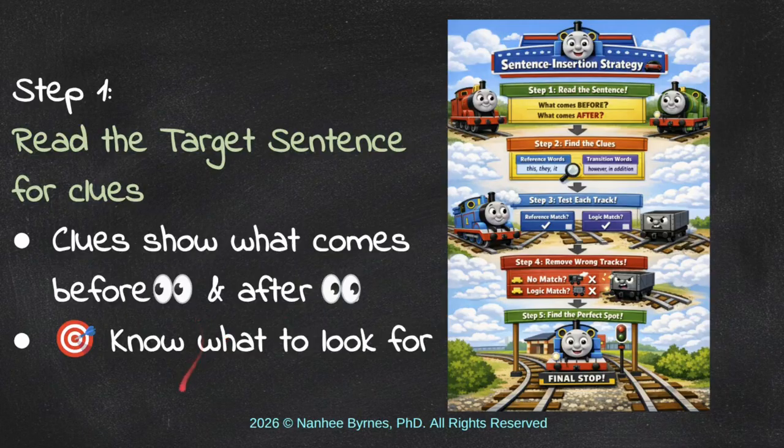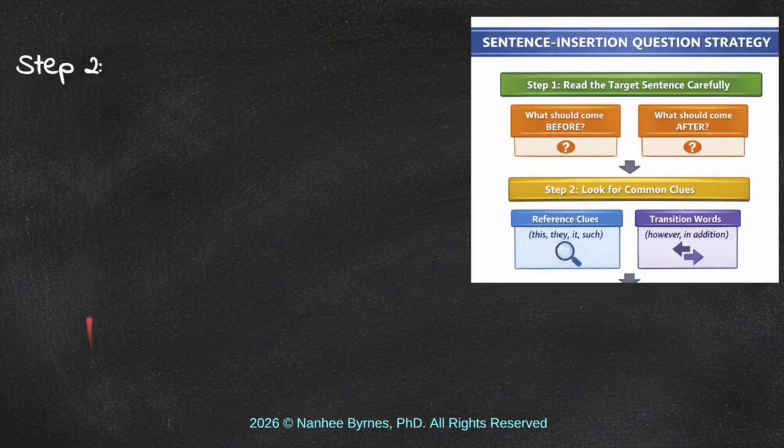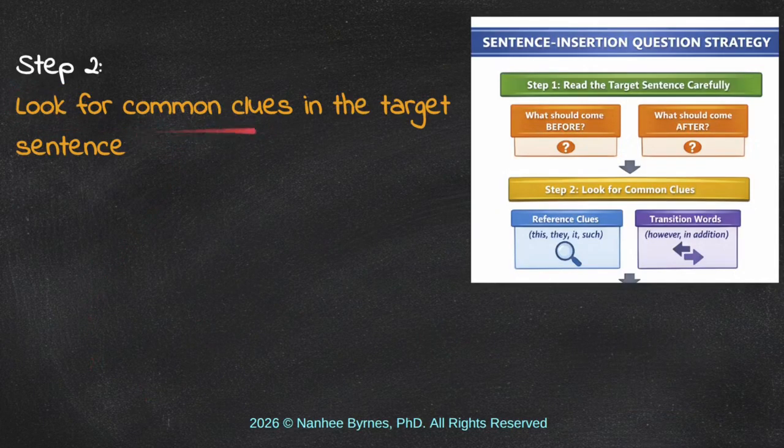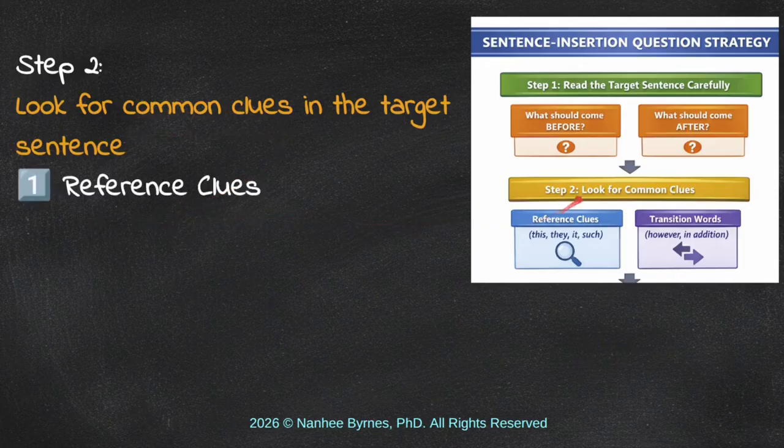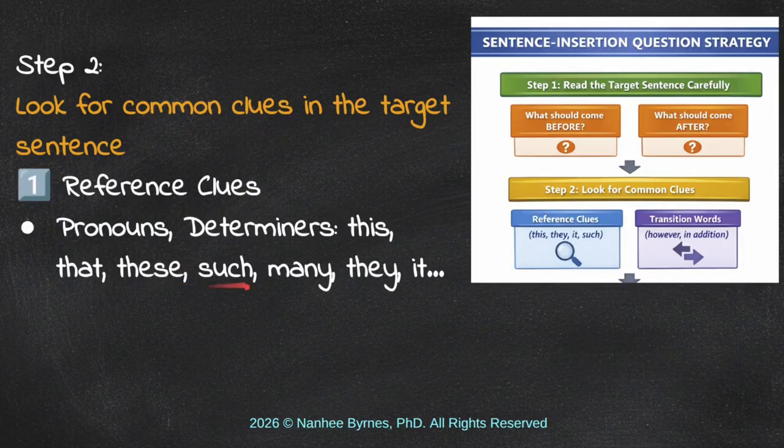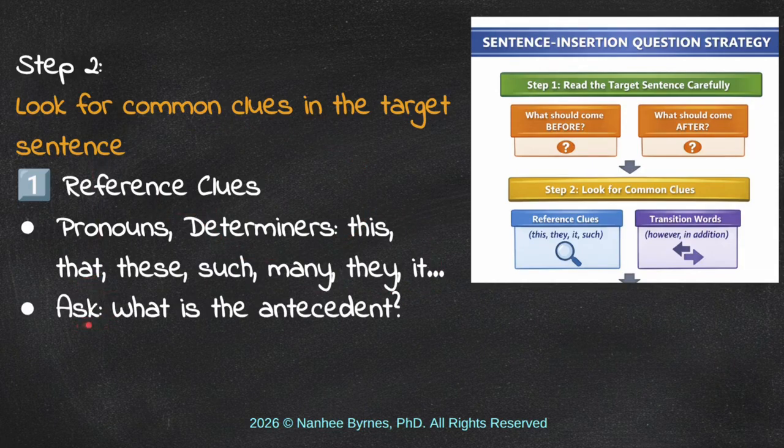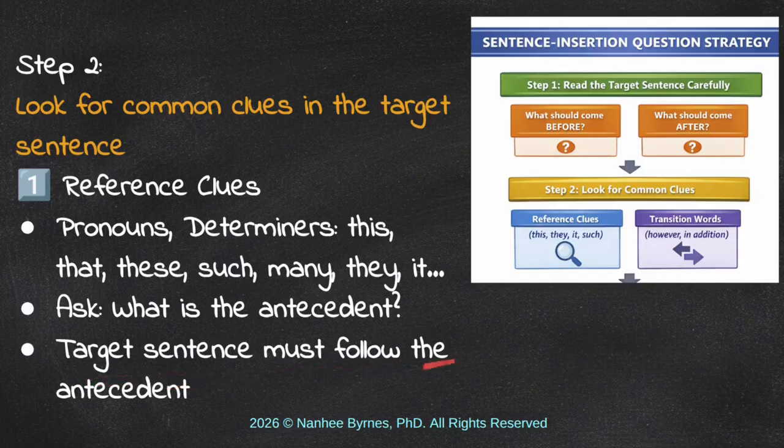So step 2, look for common clues. There are two major types of clues. 1. Reference clues, pronouns and determiners. These include words like this, that, these, such, many, they, it. All of these words refer back to something mentioned earlier. So when you see them, you should immediately ask, what is the antecedent? What exactly does this word refer to? The target sentence must come after the noun it refers to. If you cannot clearly identify the reference, that location is probably incorrect.